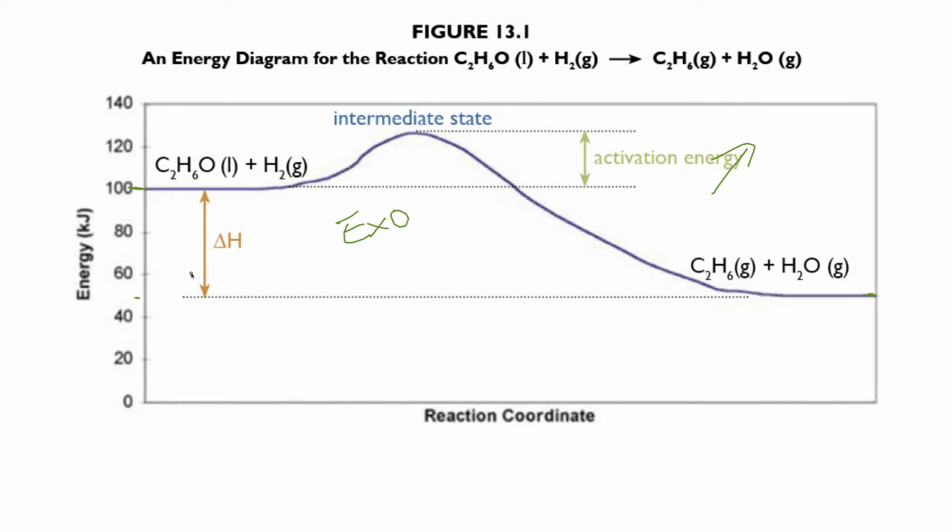If it were an endothermic reaction, we'd be starting somewhere down here, maybe have some activation energy to get it started, but then it would end at a much higher level. So when you go from a low energy level and you end at a higher energy level, that would be endothermic, meaning that it needs to get energy from the environment in order for it to complete the reaction. Okay.